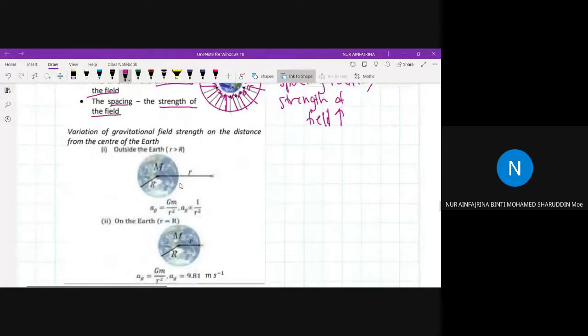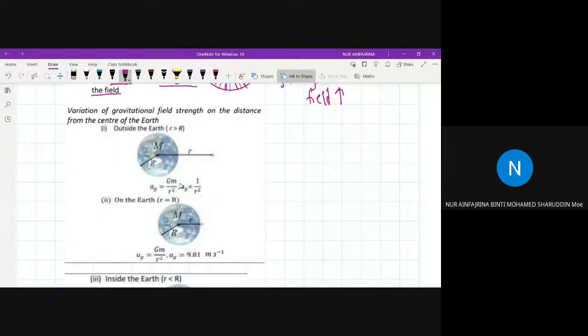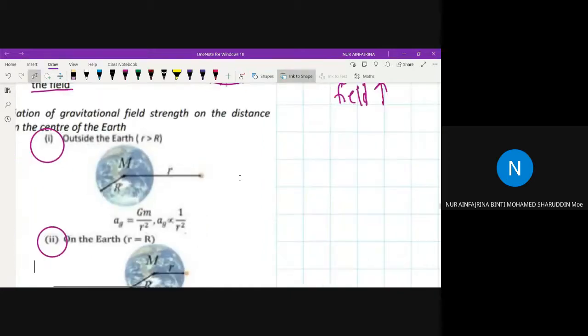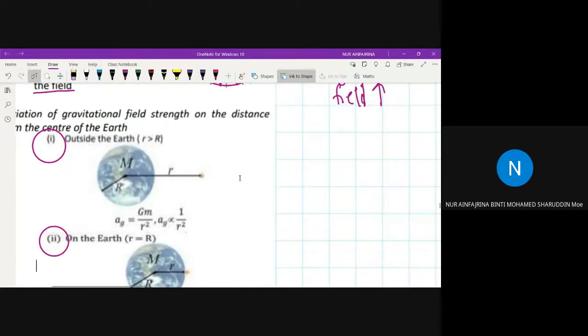Okay, now actually this is not in your syllabus anymore, but I want to focus on these two: outside the earth and on the earth. What I want to focus on is the gravitational acceleration. As you can see, this is our earth, right? And we have an object, for example, outside the earth.